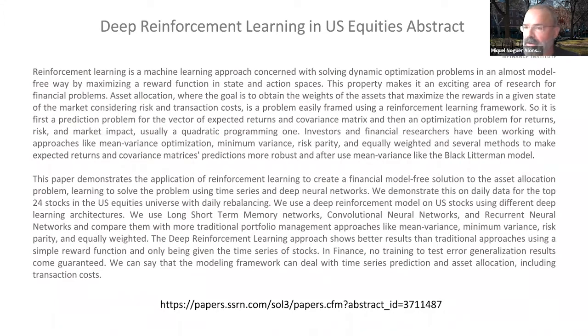Why is this important? Obviously one of the problems we have in finance is that Harry Markowitz in 1952 invented or discovered a wonderful mathematical model to solve portfolio optimization problems. He said that if you have a vector of expected returns and a covariance matrix, all you have to do is solve a quadratic optimization problem.